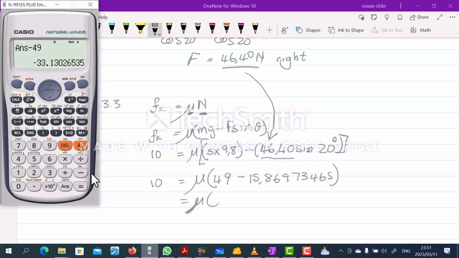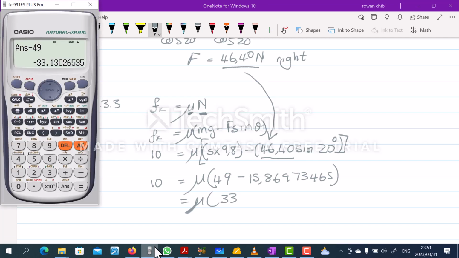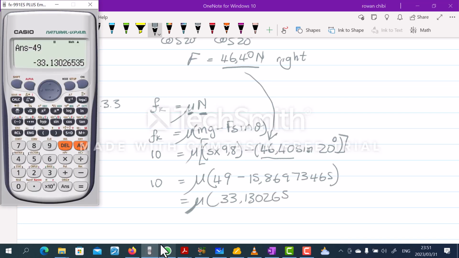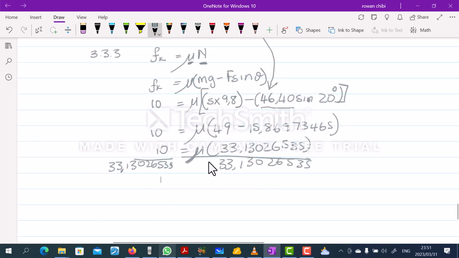We know the answer is positive 33,130265. We're not going to round off. Then we'll divide by all of this value, 26,535, and also on the right 33,13026,535. So let's find now.